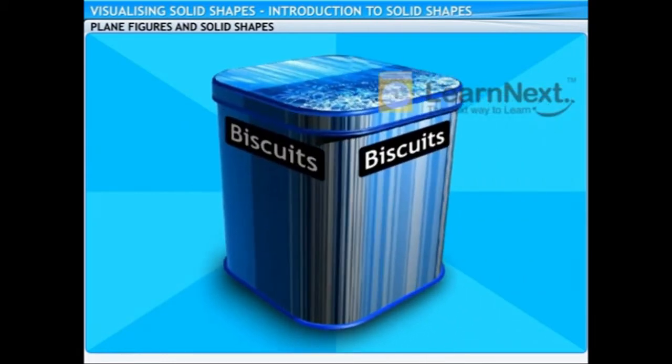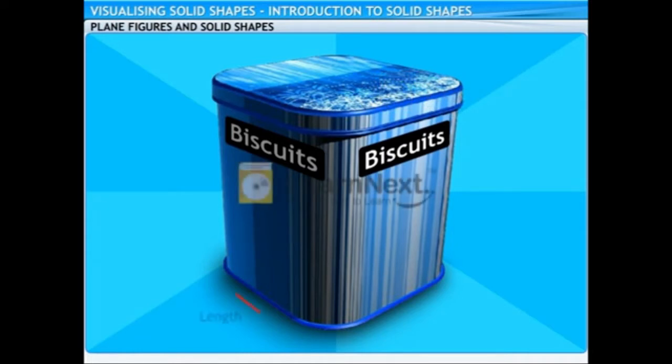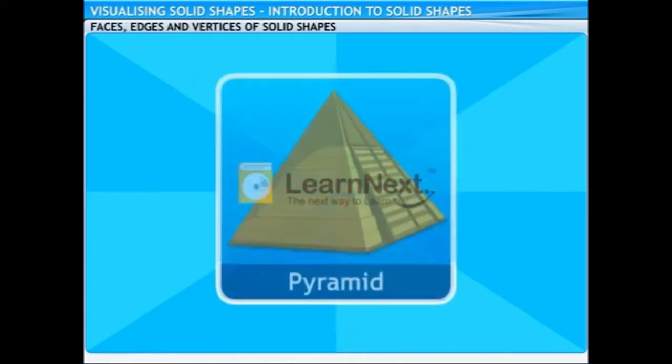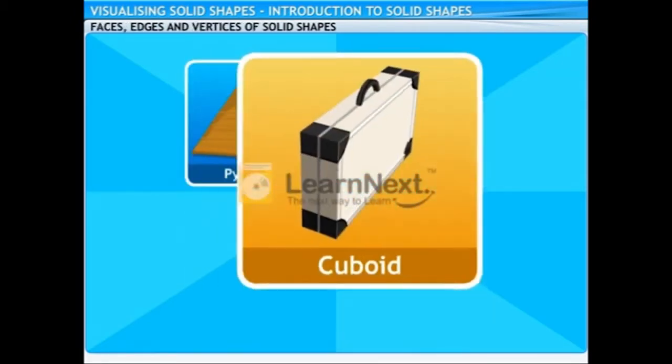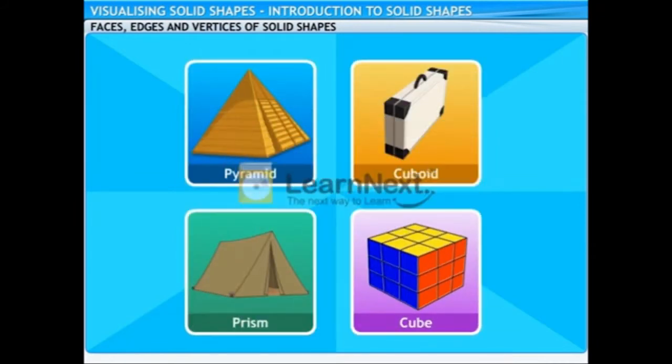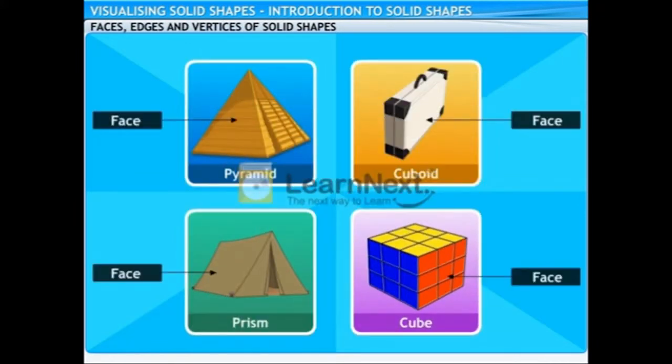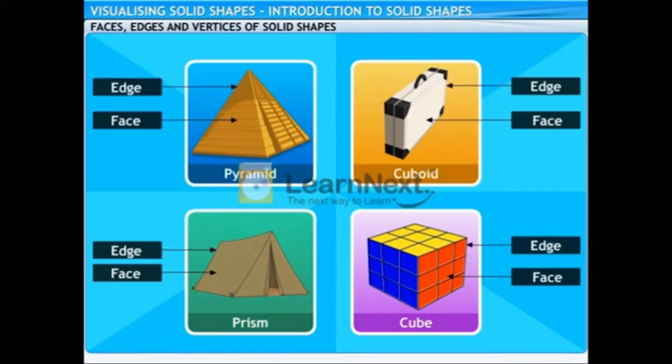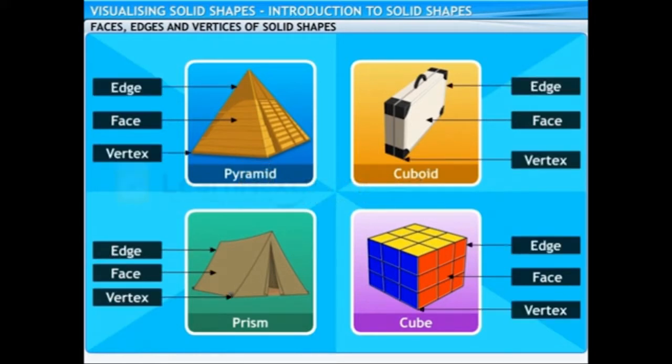Now, take a look at this biscuit tin. Can we say it has length, breadth, and height? Yes, it does. 3-dimensional solid shapes have length, breadth, and height. Many solids that we see in our day-to-day life have 3 distinct parts, namely faces, edges, and vertices.